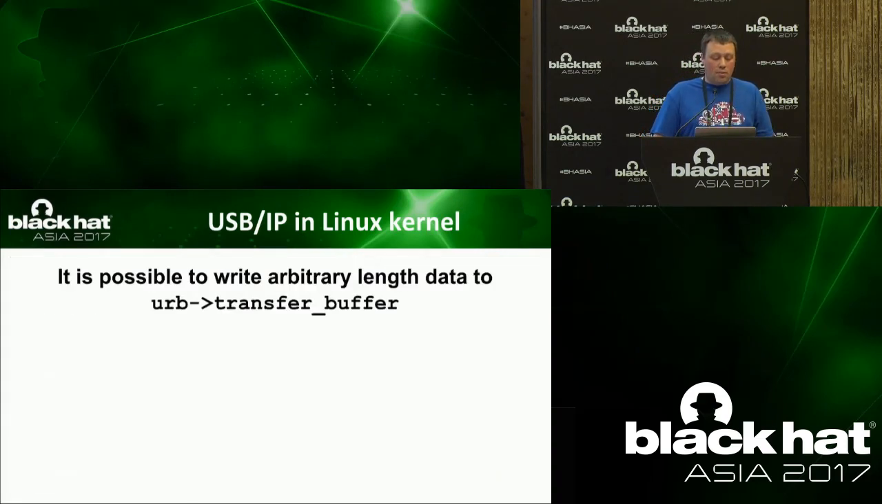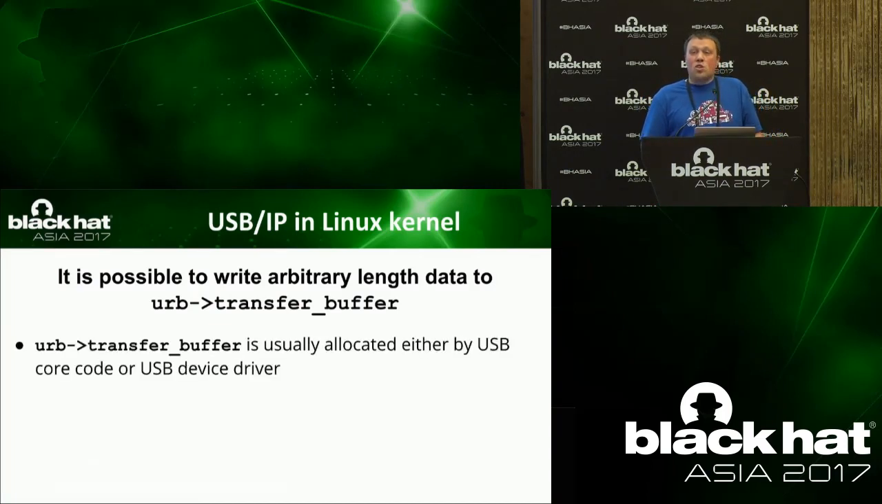So as a result, we have a kernel heap buffer overflow. Basically, it is possible to write arbitrary data to the URB transfer buffer, and you can always write past the boundary. But what is this URB transfer buffer? As I mentioned, it is part of the basic URB structure, and the transfer buffer is usually allocated by the kernel or device drivers. So in most cases, it's allocated from the kernel heap. As a result, this is a kernel heap exploit.